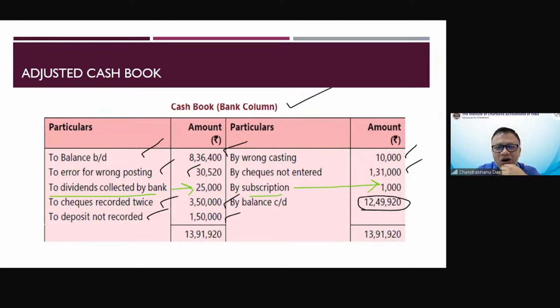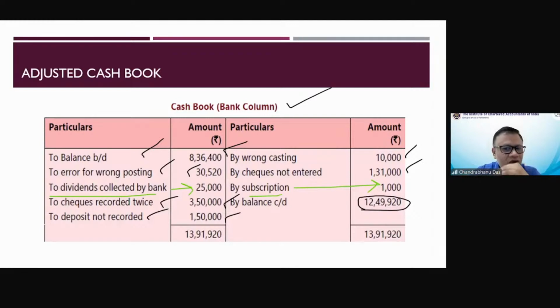So you can see on the debit side, I have taken all the error rectification and all the adjustments. On the credit side, I have taken all the errors rectification so that the cash balance is decreased. So on the debit side, that is the left-hand side, I have taken all the entries which will increase the cash balance.